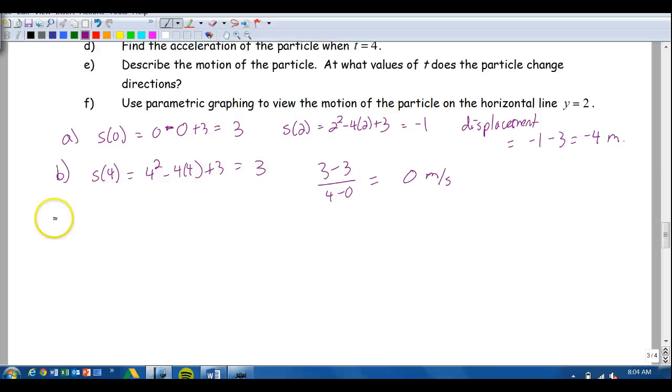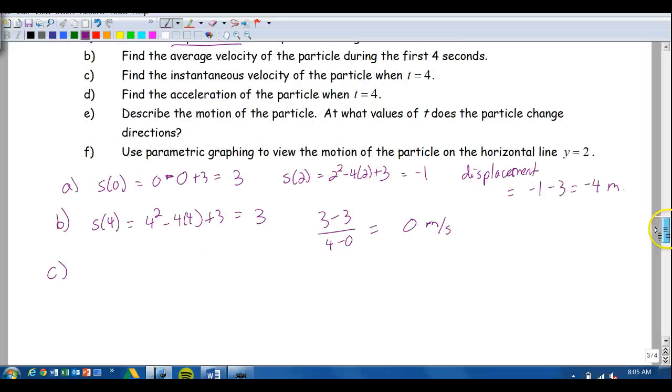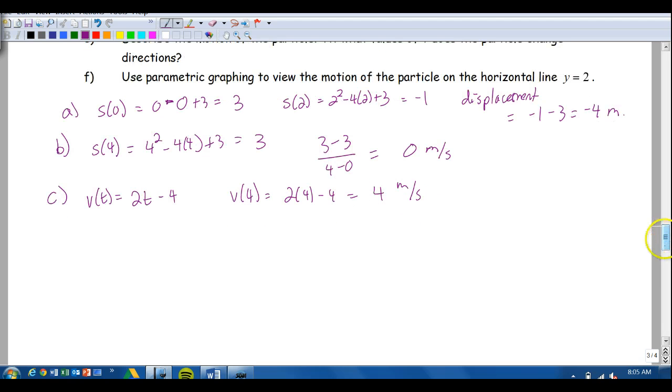Find the instantaneous. So that would be when t equals 4. Instantaneous is the derivative. So I'm going to go back up here and take the derivative. So velocity with respect to t is equal to 2t minus 4. And then it says at t equals 4, v of 4 is equal to 2 times 4 minus 4, which is equal to 4 meters per second. So even though the average from 0 to 4 is 0, at 4 seconds it's moving at 4 meters per second. So what's part D?